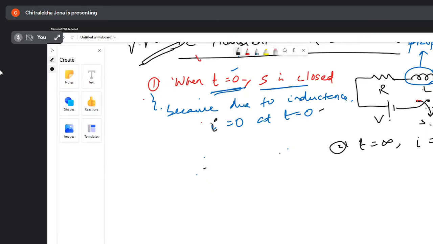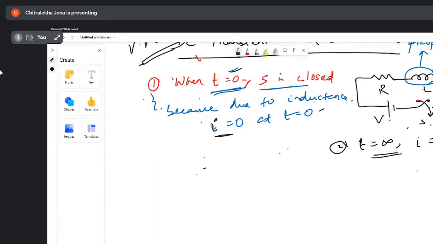Obviously the current will be rising. Yes or no? Current will be rising from I equal to 0 when I have closed the switch. The instant I am closing the switch, the current is equal to 0. But gradually, when you have connected the switch, obviously the current will increase, right? At t equal to infinite, the current will become maximum. Understood, all of you?